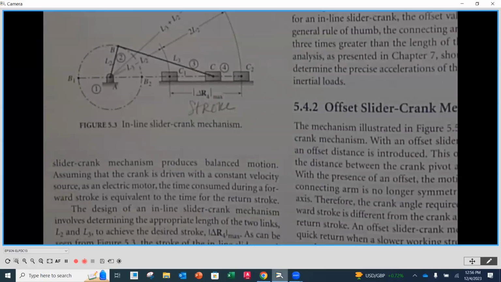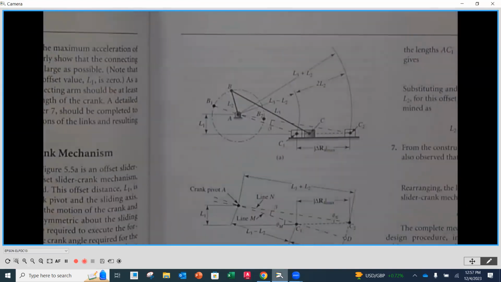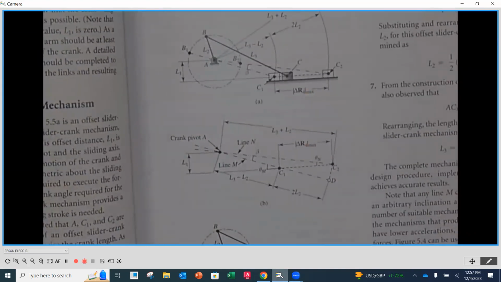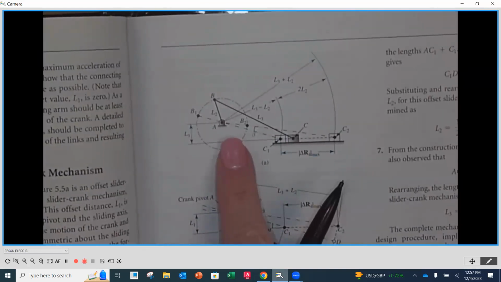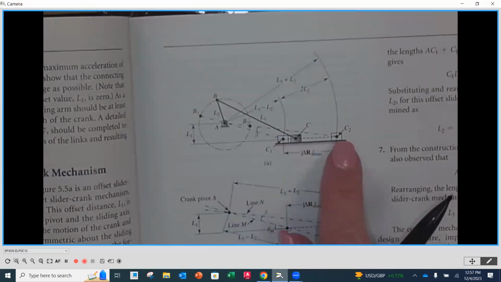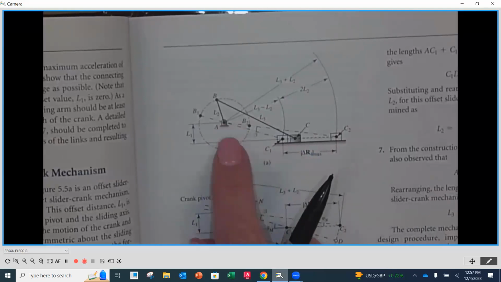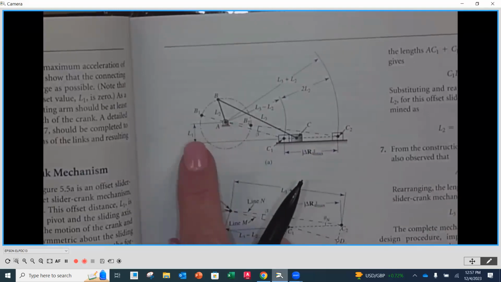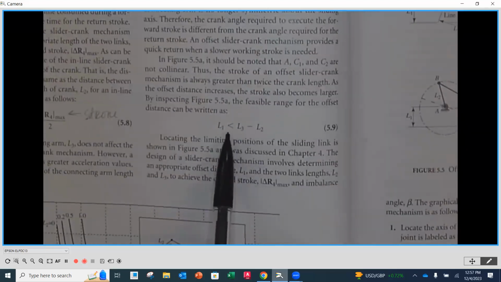So if we go to figure 5.5, I think it's figure 5.5, not figure 5.35. I think the 3 was the last one, and then I added 5 and didn't delete it. So this is an offset slider crank mechanism. The offset comes in this L1. Here is the center of rotation for our crank, and down here is the center for the travel of that slider. So we have an offset, L1, between those two.